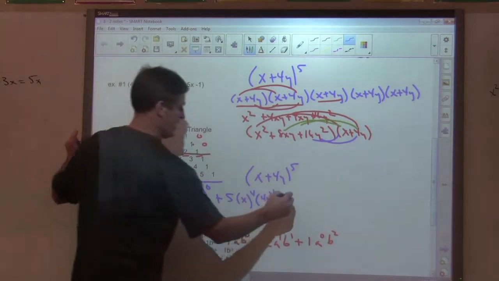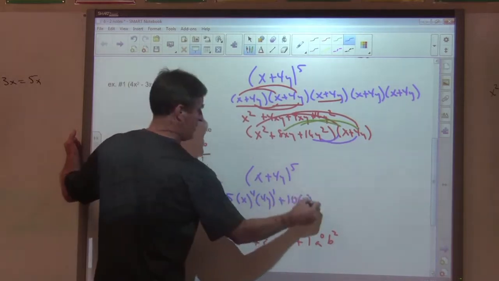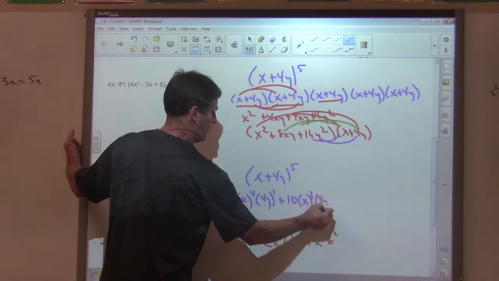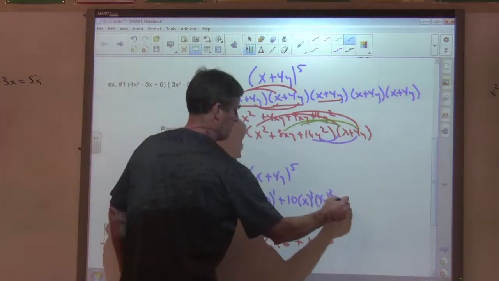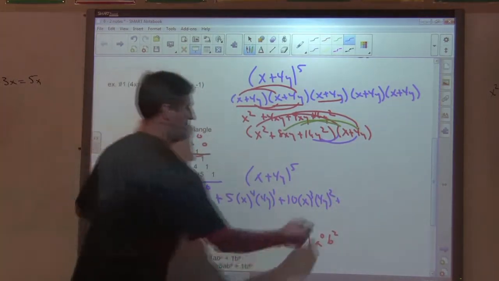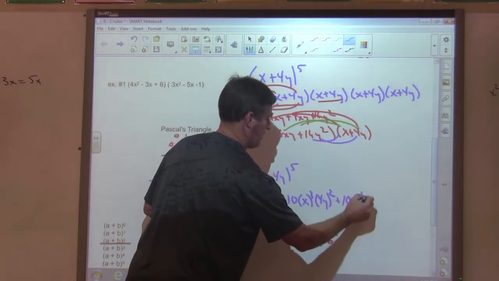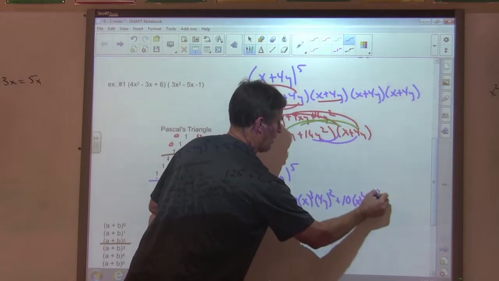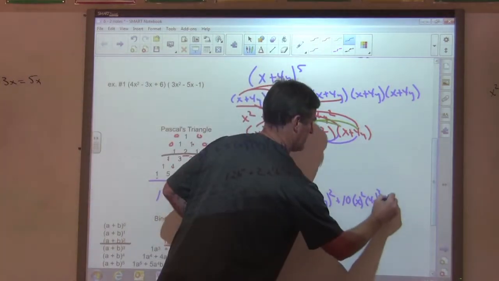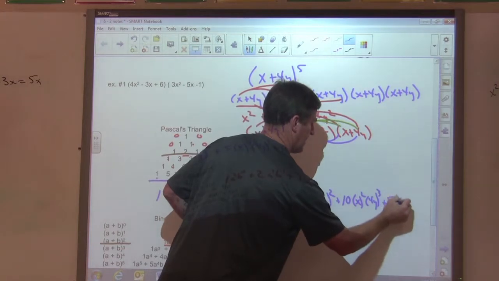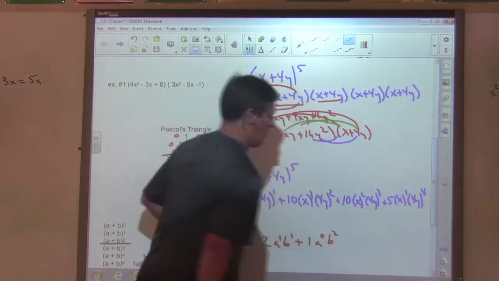Next coefficient 10, x, we go down a power to the 3rd. 4y goes up a power to the 2nd. Plus 10, x, go down a power. 4y, go up a power. 5, first term, x, go down a power. 4y, go up a power.